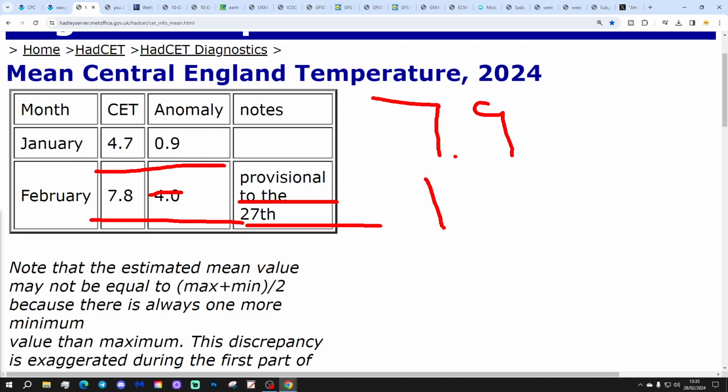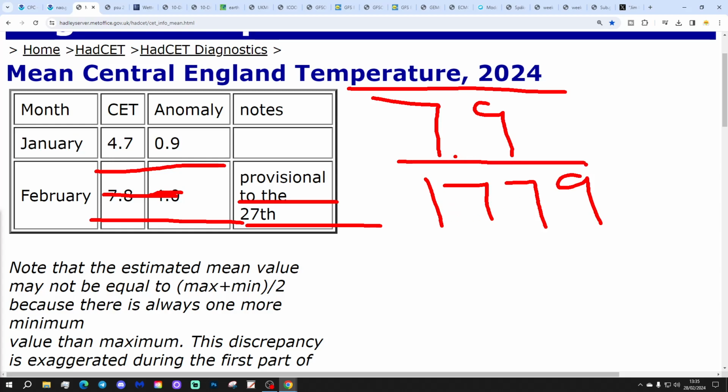So that was from 1779. Now, that might pop up tomorrow back to 7.9, but I don't see it getting any higher than that. So I suppose we could still equal 1779. We could come out equal with 1779, but I can't see how we can beat it from here.